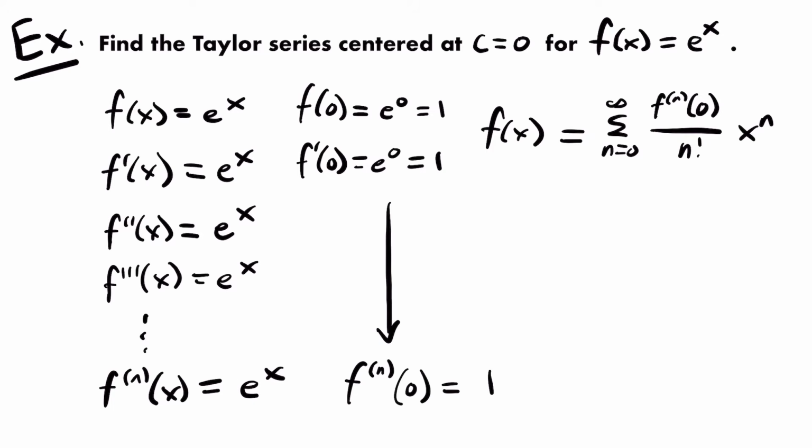All right, so what we have is that e to the power of x is equal to the sum from n equals 0 to infinity of 1 divided by n factorial times x to the power of n.